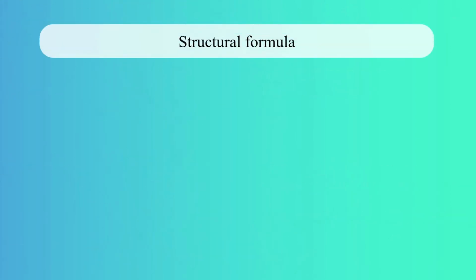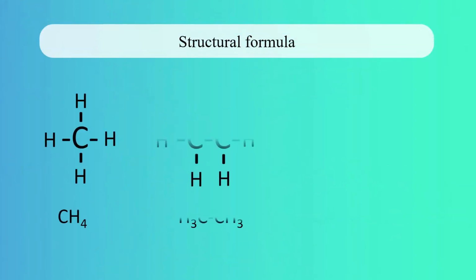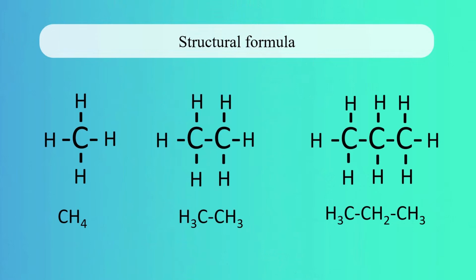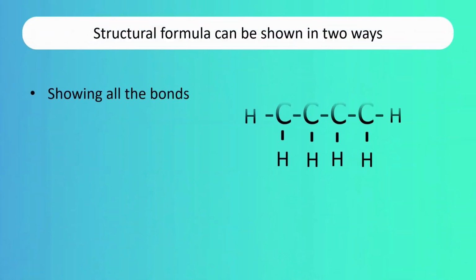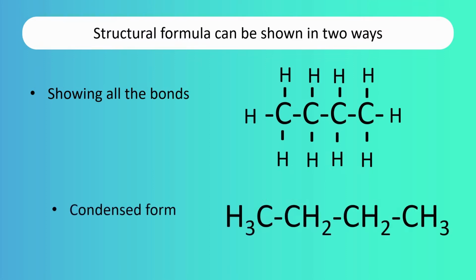Structural formula. The structural formulas of a few alkanes are shown here. A structural formula can be shown in two ways: showing all the bonds, carbon-carbon and carbon-hydrogen, and in condensed form, where carbon-hydrogen bonds are not shown.